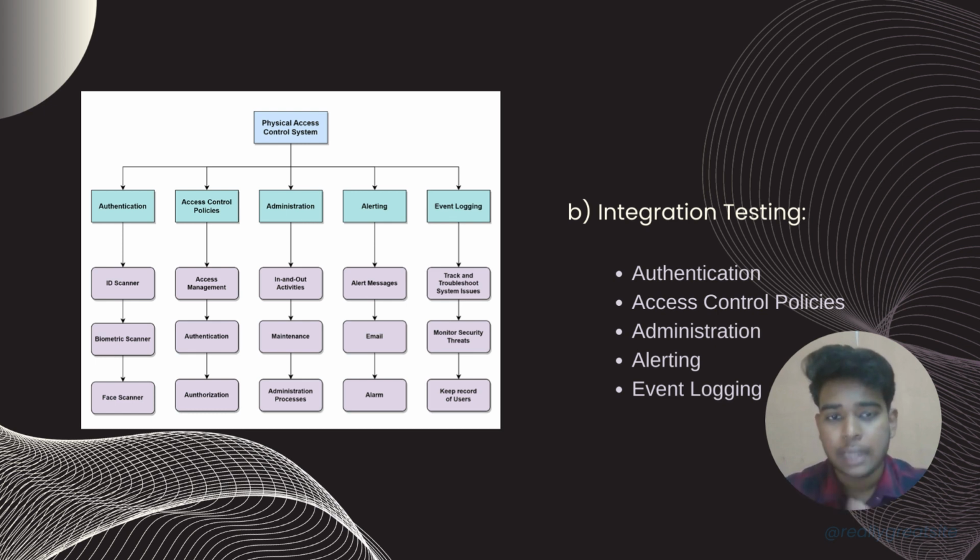Now, moving on to the last feature, that is the event logging. During the past event logging integration testing, our objective was to validate the integration between the event logging feature and other system components such as the access control policies and authentication. We also conducted test scenarios to verify that access attempts, denied access attempts, and system issues were correctly logged and associated with the relevant users and system events.